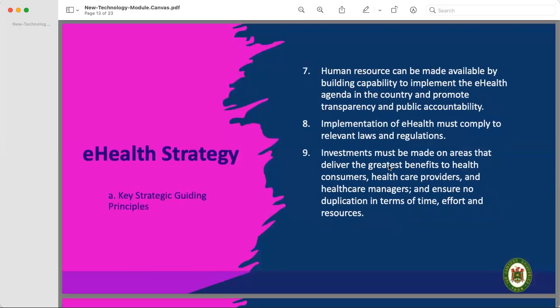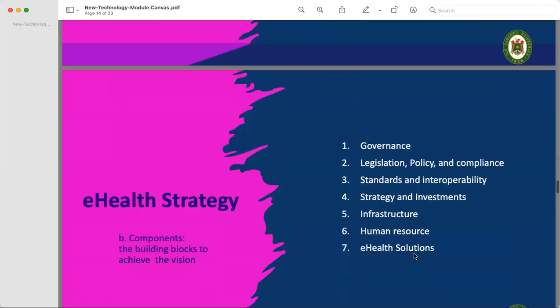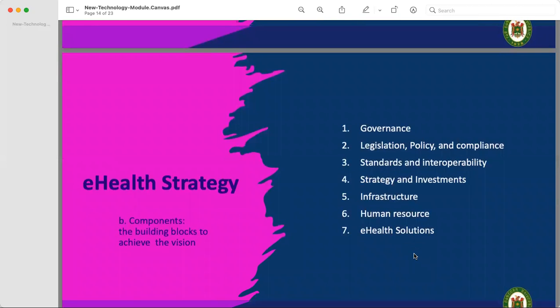Other strategic guiding principles include that human resource can be made available by building capacity to implement the e-health agenda in the country and promote transparency and public accountability. Also, implementation of e-health must comply with relevant laws and regulations. And investments must be made on areas that deliver the greatest benefits to health consumers, healthcare providers, and healthcare managers, and ensure no duplication in terms of time, effort, and resources. Okay. Now, the components of this strategy are actually the building blocks to achieve the vision.